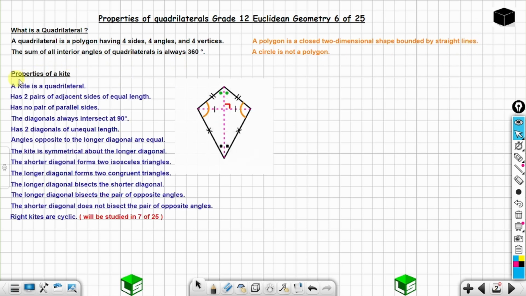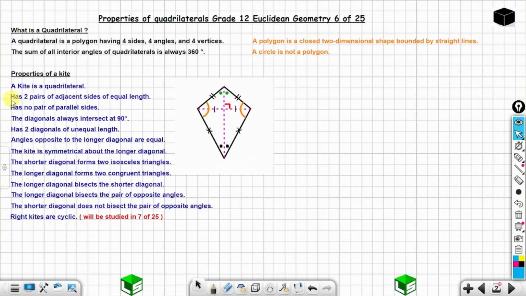So we are going to start with the properties of a kite. A kite is a quadrilateral. It's got 4 sides, 4 angles and 4 vertices. Vertices are corners.